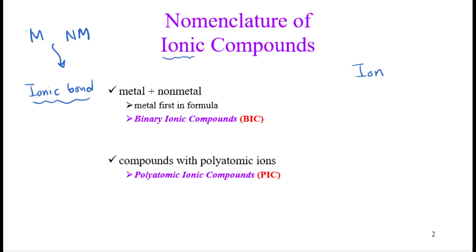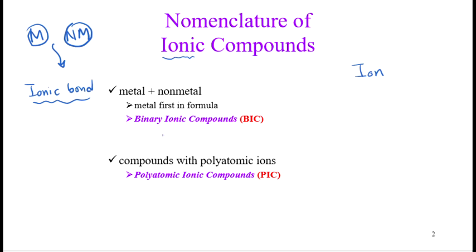So, attraction between metals and non-metals. As you see here, metals always are placed first in the formula of the compounds, like the periodic table. Metals on the left side, non-metals on the right side. Always when we have ionic compounds, we have the same pattern. Metal first and then non-metals after metals.